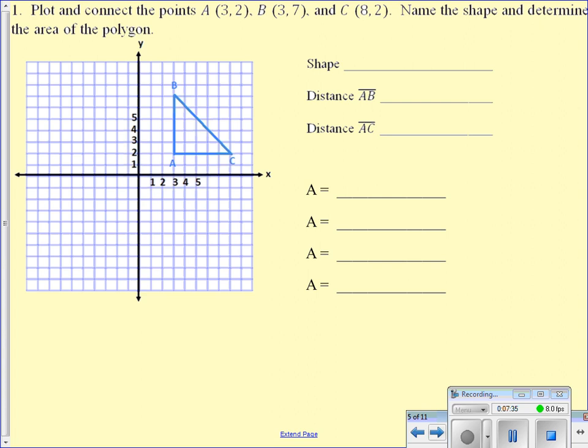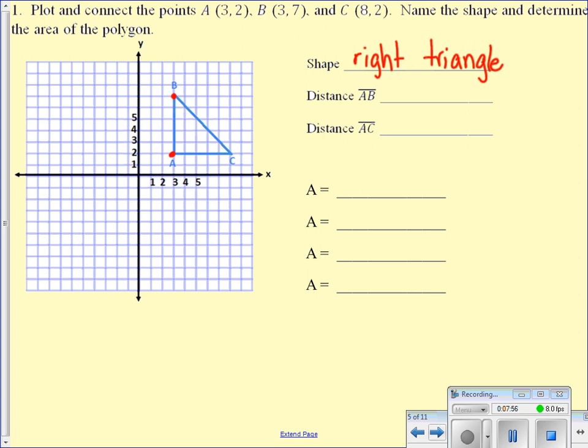It's a triangle. If we want to get more specific, we could say that it's a right triangle. Now, we reviewed distance on the coordinate plane yesterday, so using our knowledge of distance on the coordinate plane, what is the distance from A to B?